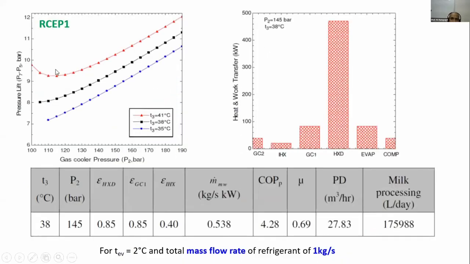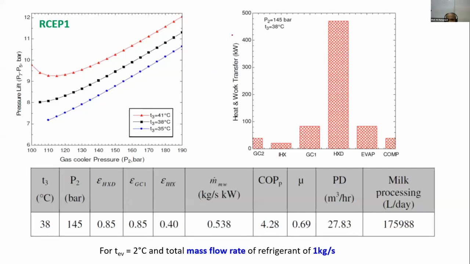And this is the typical pressure lift that we can get across the ejector for the three different gas cooler exit temperatures. Interestingly, as the exit temperature is high, you get a higher pressure lift. So a high exit temperature is at least beneficial in terms of the pressure lift, even though it may not be beneficial in overall system performance. What you can observe is, depending upon the gas cooler pressure, you can get a theoretical pressure lift of around 7 to 10 bar using the ejector.